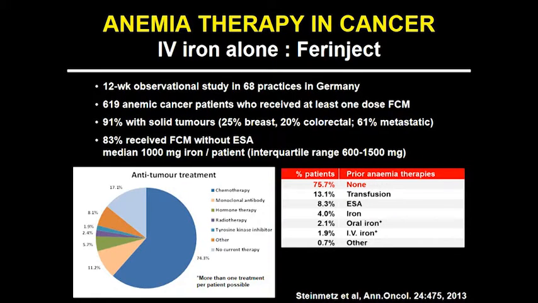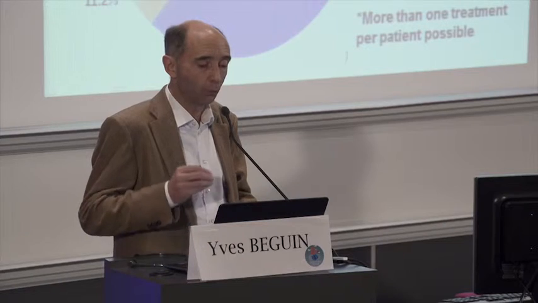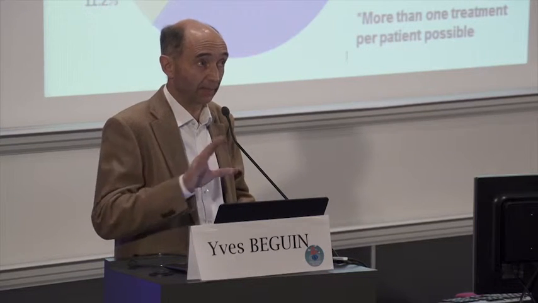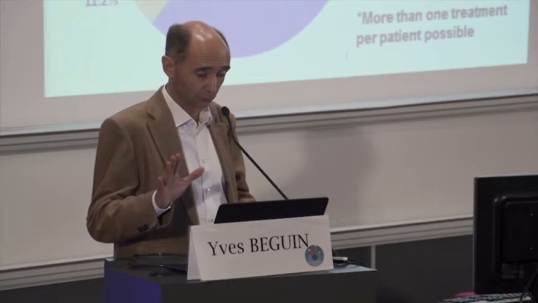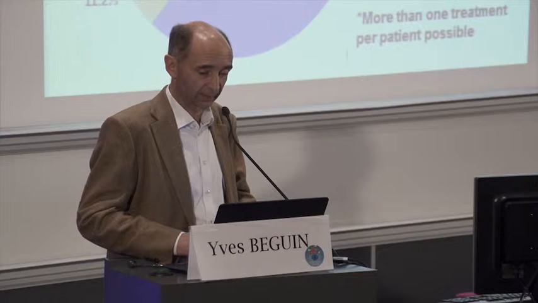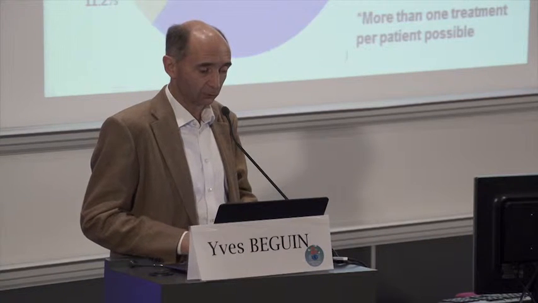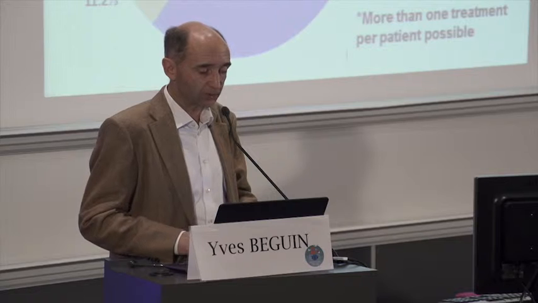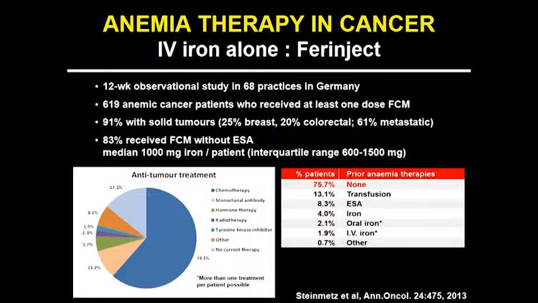The first major study was an observational study. That observational study was conducted in Germany for 12 weeks with 600 patients who received at least one dose of ferinject. No other IV iron, at least one dose, but most of the time several doses of ferinject. They're patients with solid tumors, and the overwhelming majority received ferinject without EPO, and the median dose was 1,000 milligrams of iron per patient.